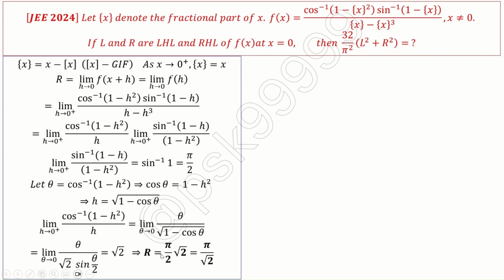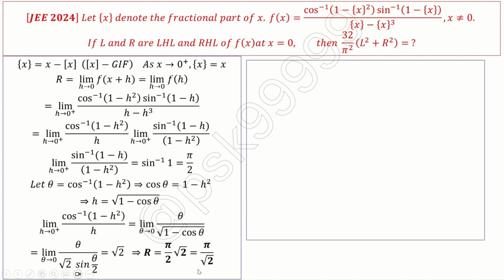So my R is nothing but pi by 2 into root 2. Okay, don't forget this pi by 2 here, which we calculated. So my R is pi by square root of 2. Okay, now let's find out L.